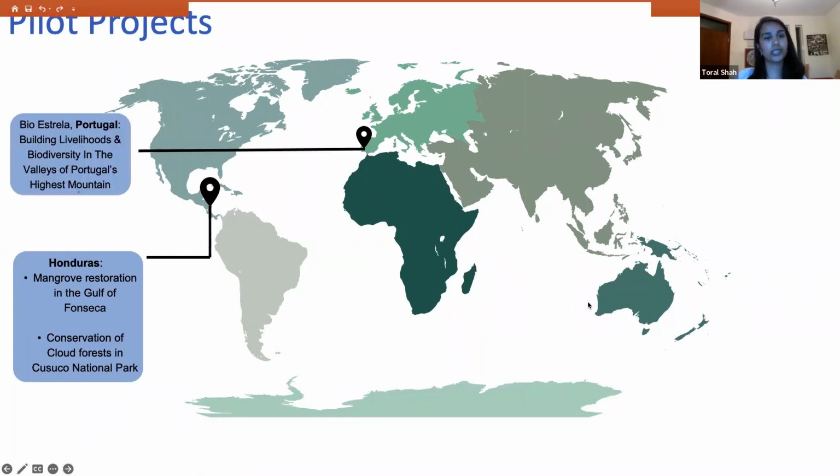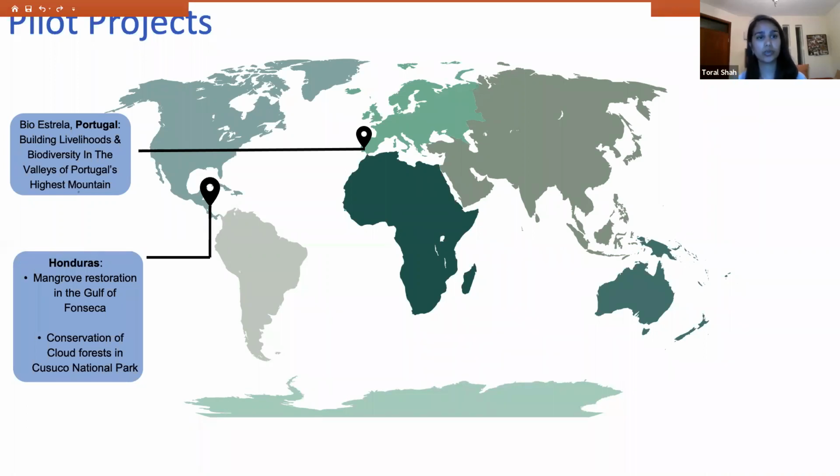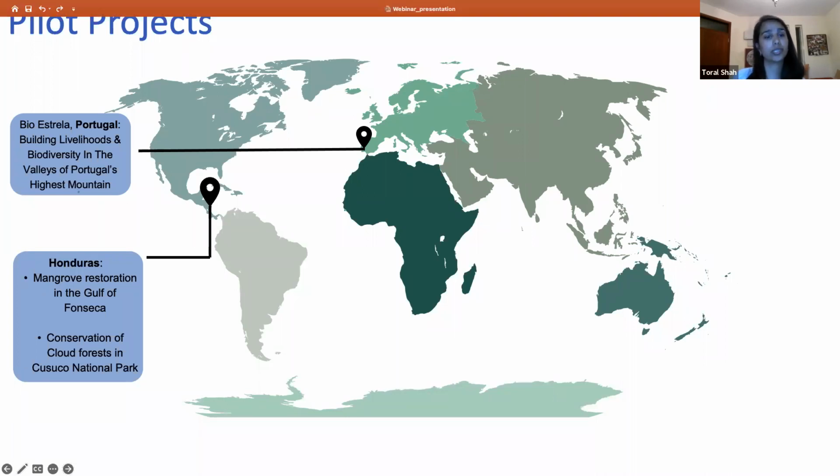We actually have 3 projects in the global north, including a project in the Baía Estrela in Portugal, which aims to restore native wooded ecosystems by engaging the community in indigenous planting and reduce practices that inhibit natural regeneration. The project is located within Portugal's highest mountain range and largest natural park.